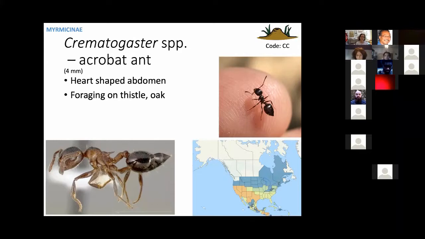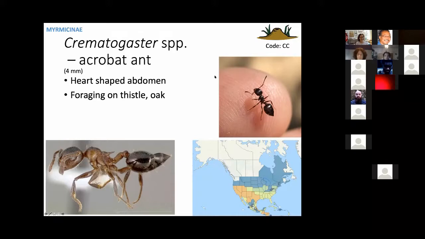Okay, so these ants, they don't make huge nests, so you won't see thousands of workers, but sometimes you'll see quite a few of them, and they do walk on trails. So that might be helpful to identify them, or you might see just one. They also really like honeydew, so you often see them near aphids and scale insects.